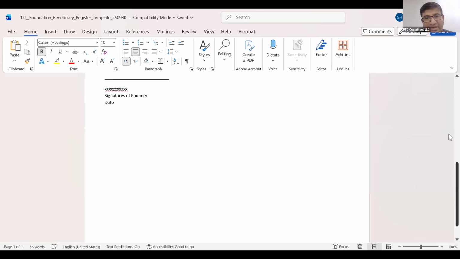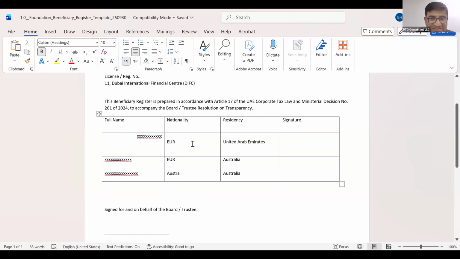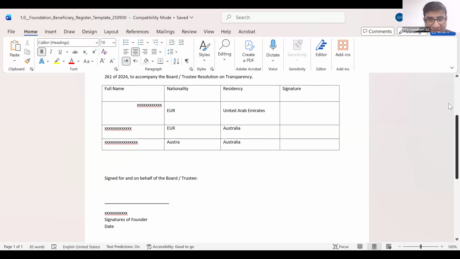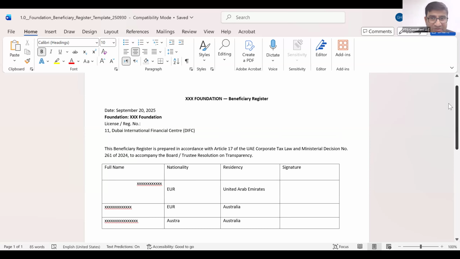So we prepare here the details: the full name, nationality, residency, and signature. You might add the signature, or you might not, because the trustee is already there, or the settlor is already there, signing or confirming. So this is one of the samples. If there are any questions, I would like to clarify, or if anybody would like to add anything here, that is also most welcome. This is one of the basic parts.